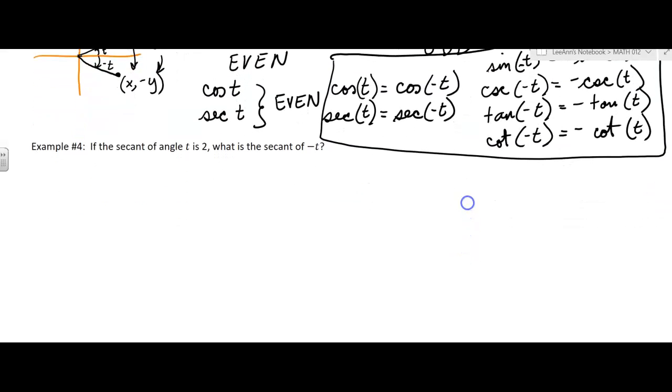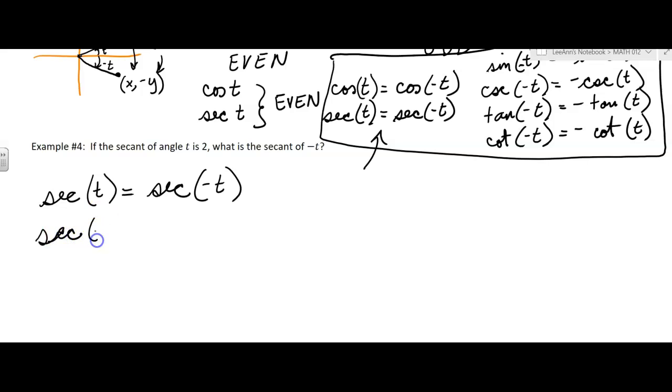So, all right. So here's example 4. If the secant of angle t is 2, what is the secant of negative t? So the secant of an angle is equal to the secant of the opposite of that angle. So what we're saying is the secant of t, that's 2. So the secant of the opposite of t is also equal to 2. Okay? They're equal to each other.